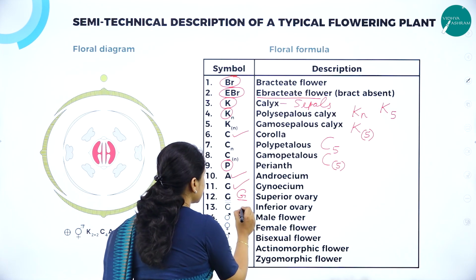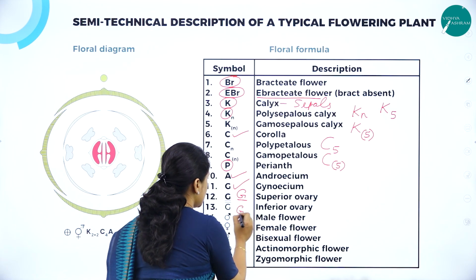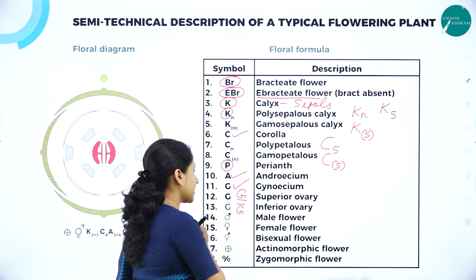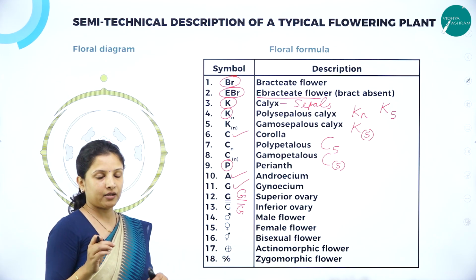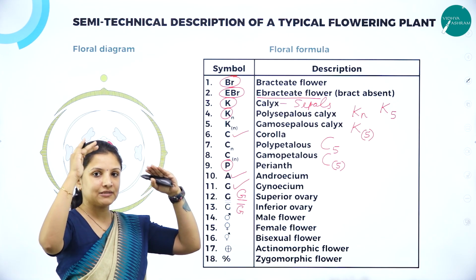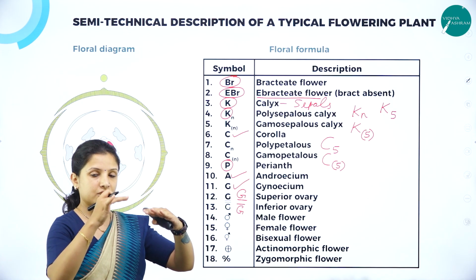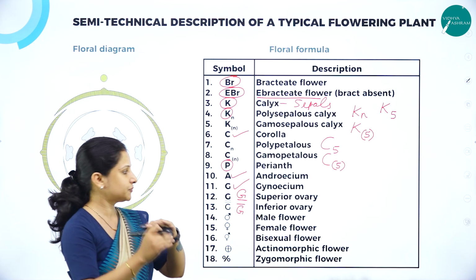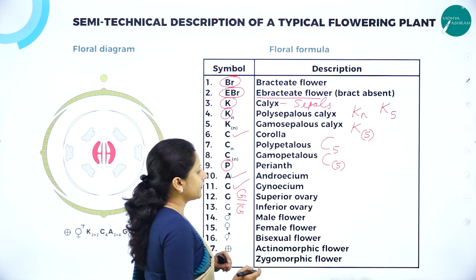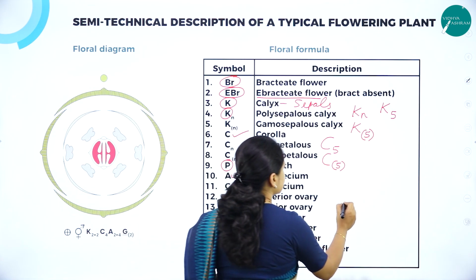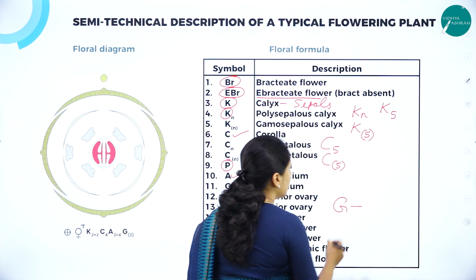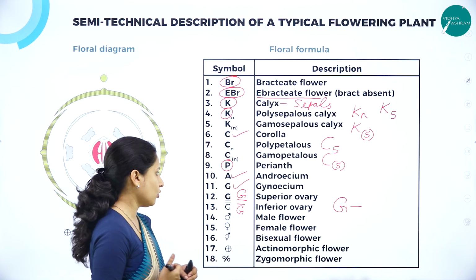And now if it is an inferior ovary, we write a G, and on top of G we write a line wherein the line depicts the sepals, petals and the stamens, that is androecium. Below that the gynoecium is present. So therefore it is G. Now if it is perigynous, again it is represented somewhere here because it has a semi-inferior ovary.